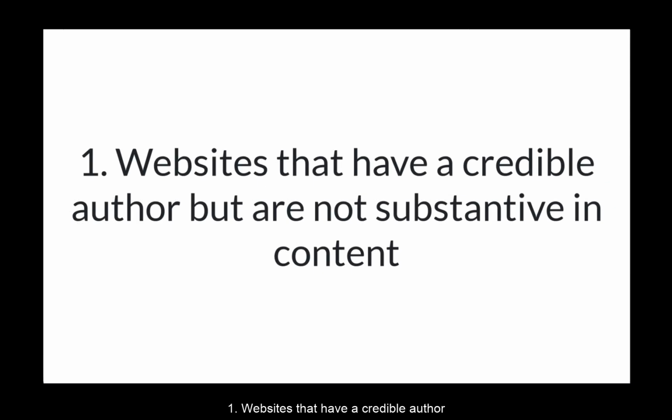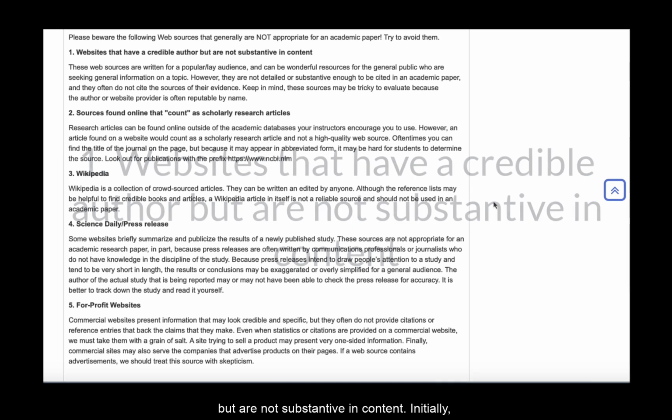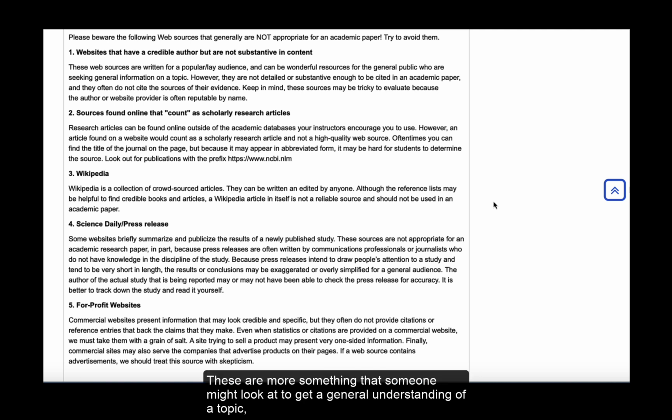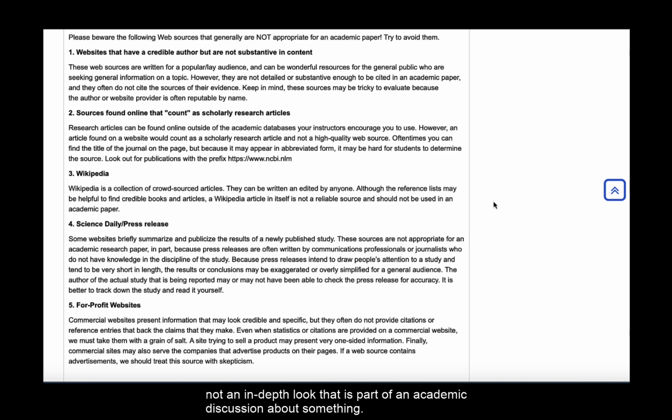1. Websites that have a credible author but are not substantive in content. Initially, these might seem reliable, but are usually written for a more general audience. Often, though, they are not thorough or substantive enough to be helpful when writing an academic paper. These are more something that someone might look at to get a general understanding of a topic, not an in-depth look that is part of an academic discussion about something.